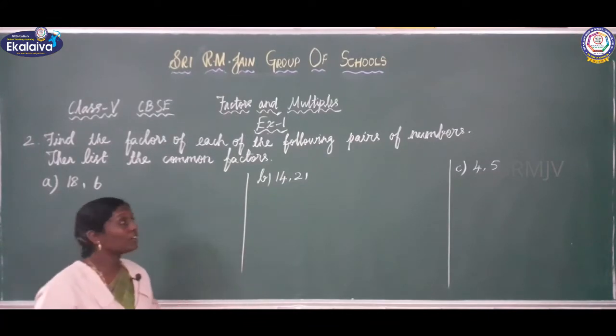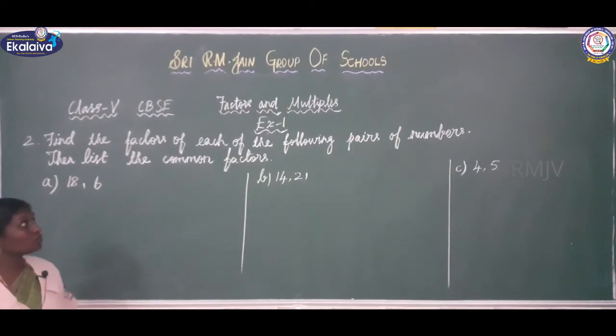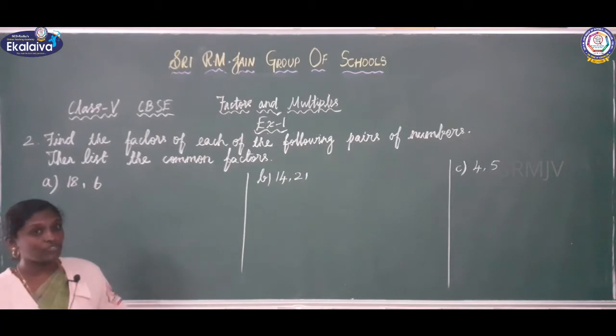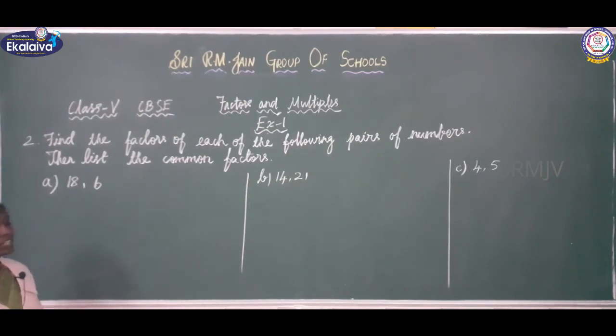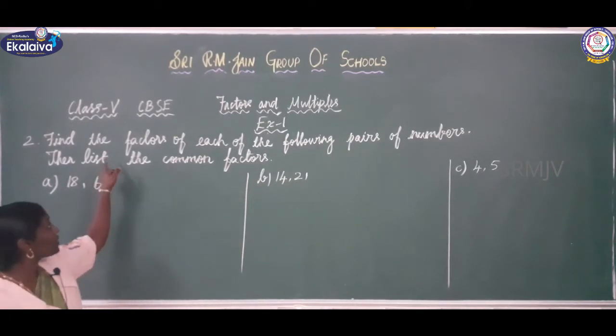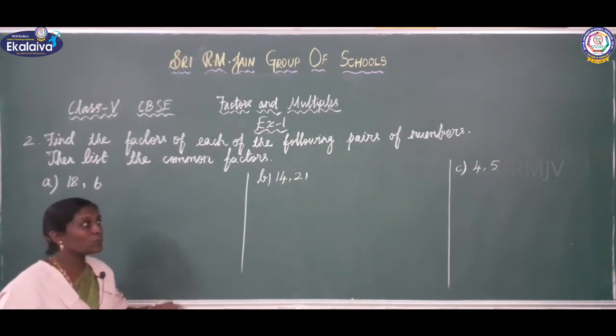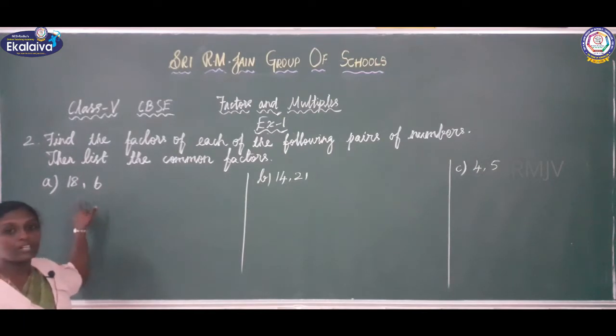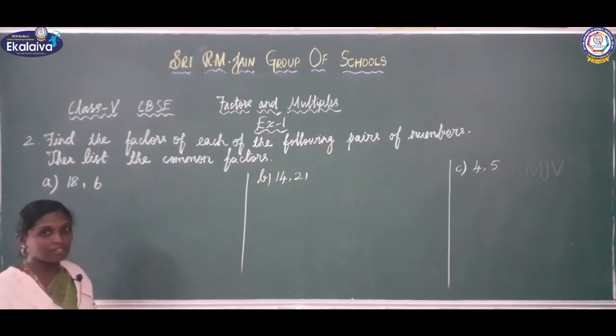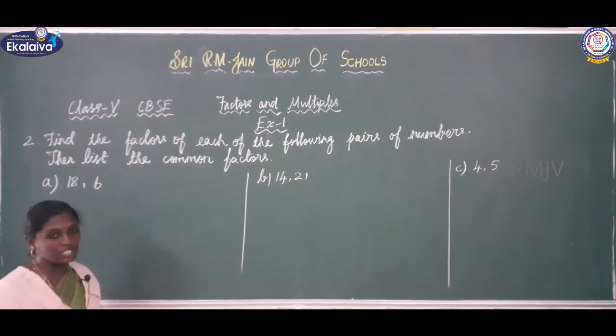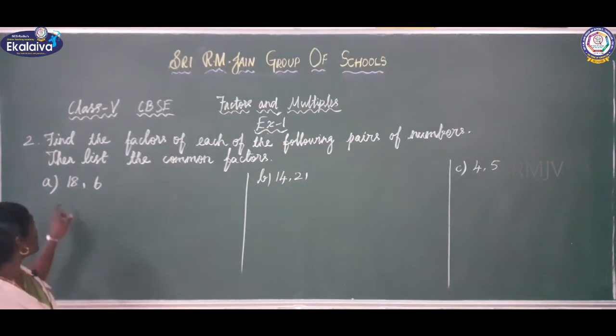The next question, find the factors of each of the following pairs of numbers, then list the common factors. Here we are going to find the factors. Factors means what? A number which divides the given number without leaving a remainder. That is, the remainder should be 0. Then the divisor is called a factor. Now we are going to find the factors of 18 and 6. Then we are going to list out the common factors.